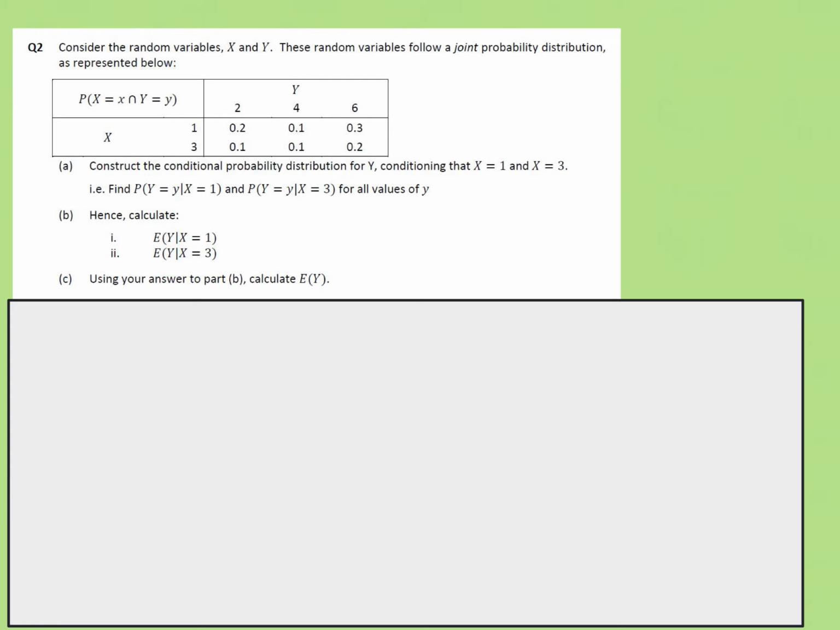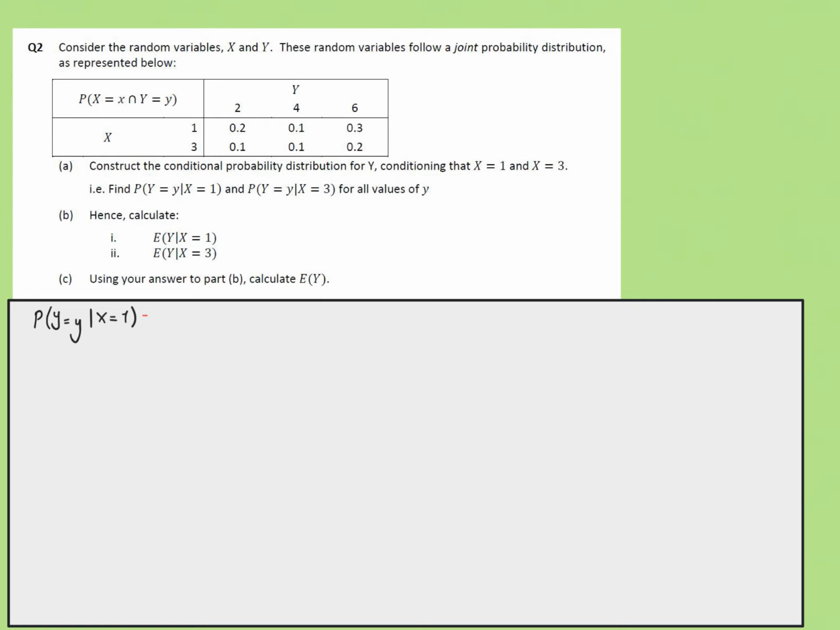Now remember, if we want to find the conditional distribution of y, so the probability that y is equal to y given that x is equal to 1, for instance, we're just saying that for the subset where x is equal to 1, what's the probability that y is equal to 2, for instance? For the subset where x is equal to 1, what's the probability that y is equal to 4, and so on and so forth.